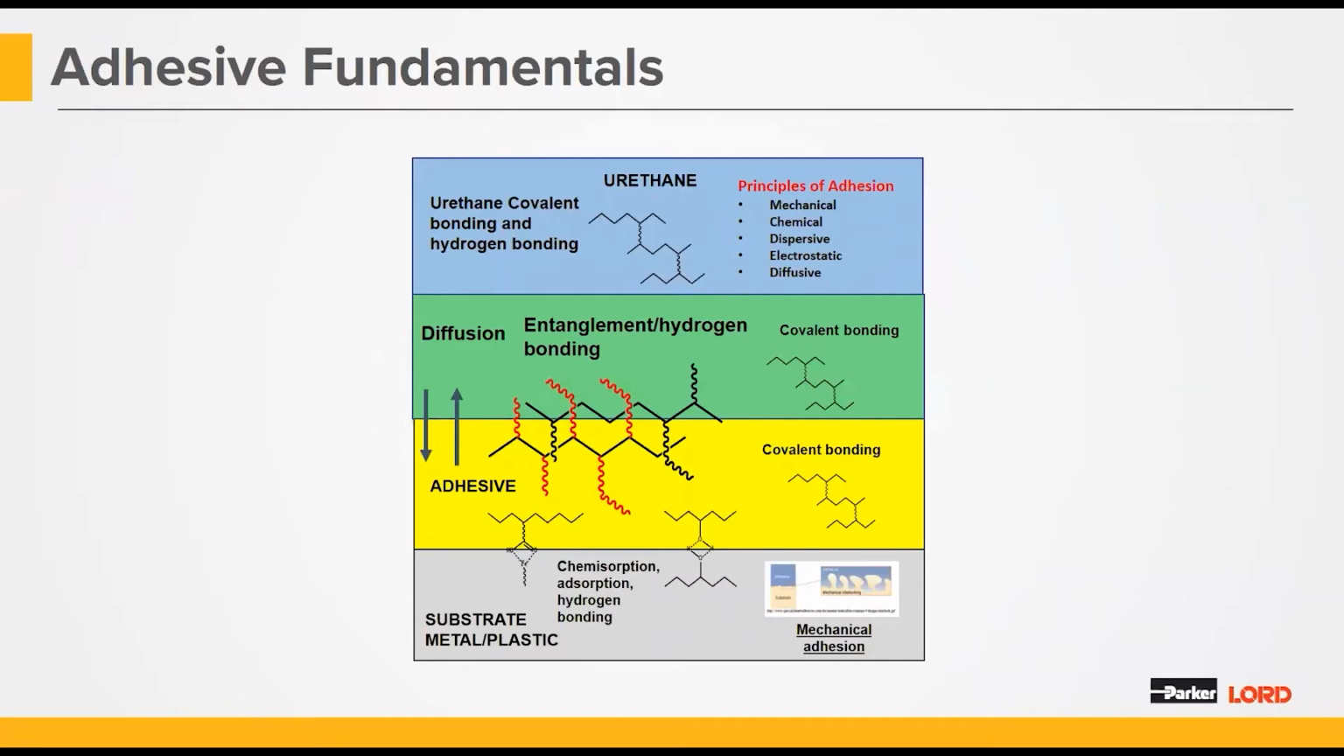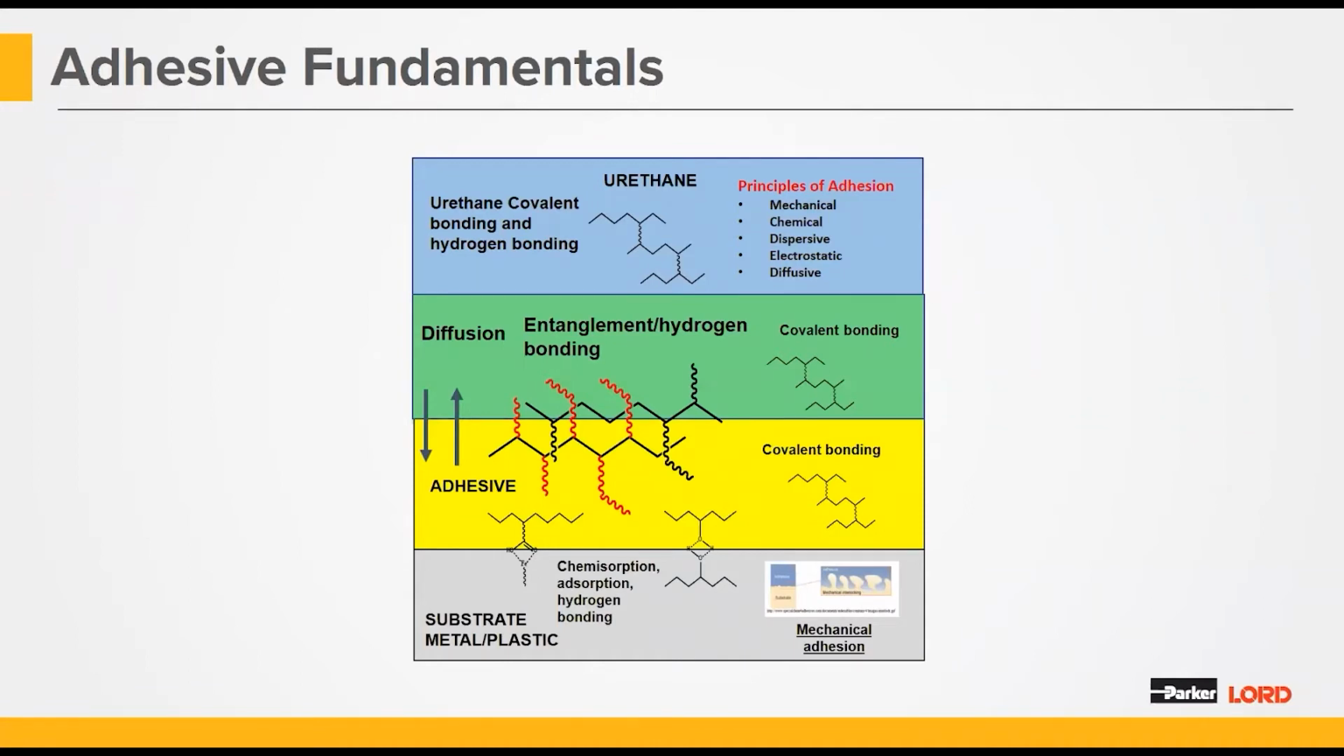Taking a look in the upper right-hand corner, you can see some of the tools we use to develop new products. One of the first things is mechanical adhesion. If you take a look in the lower right-hand corner, you can see a depiction of mechanical adhesion. How do we get this? We look for the part to be abraded or grit blasted, and we want to bond to those imperfections in that surface. And that's how we get our first bite of mechanical adhesion.